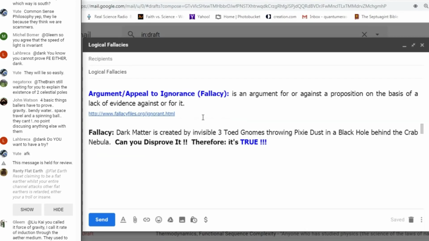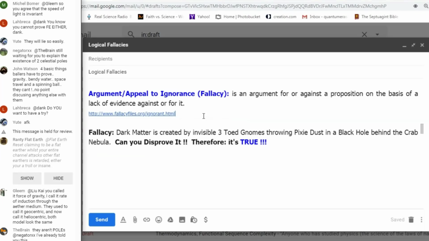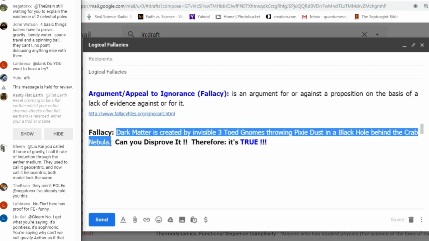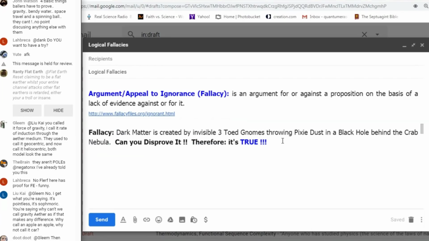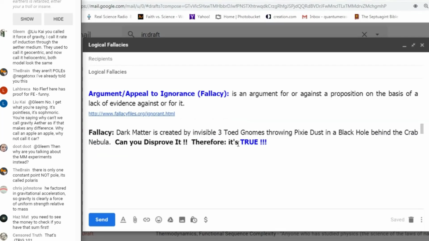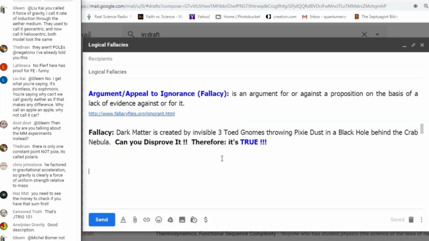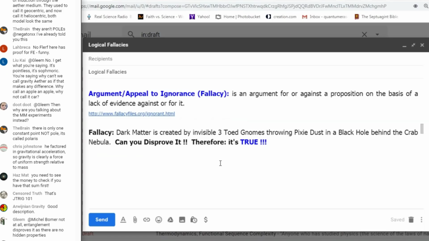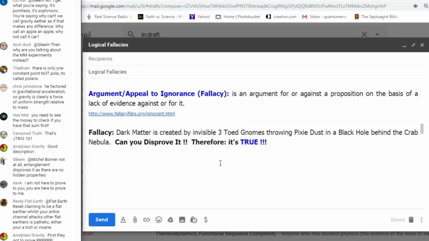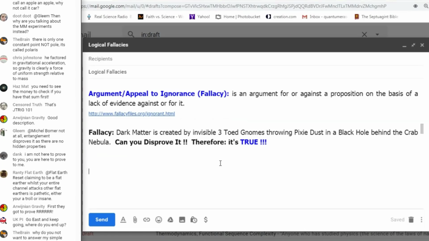The fallacy: dark matter is created by invisible three-toed gnomes storing pixie dust in a black hole behind the Crab Nebula. Then this fallacy is always followed by what? The burden of proof reversal. Can you disprove it? What they're saying is, if you can't disprove my frigging bollocks, therefore it's true. Well, you haven't proven this first, crayon muncher. Who does this the most on the show? Probably P. Mars. There's a lot of people. Is it scientific or logical to imagine things, then have other people come along and try to disprove your imaginings before you give evidence of your imaginings?